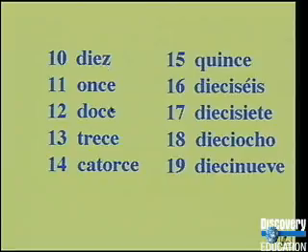10, 11, 12. And you see the 12 looks kind of like the dos that we see from the digit 2. 12. And then 13 comes from the tres that we see in this digit here. 13. Then we have 14. And that comes from the cuatro, 14. And then 15 comes from cinco, 15. And after that, the numbers get pretty regular.